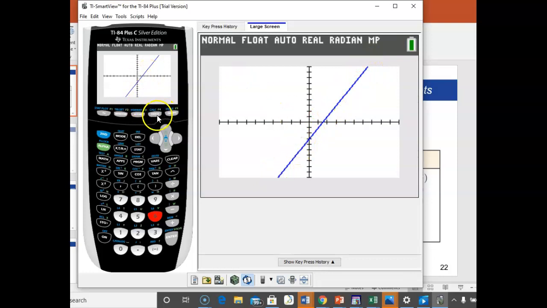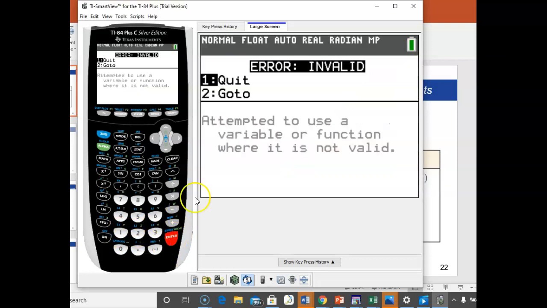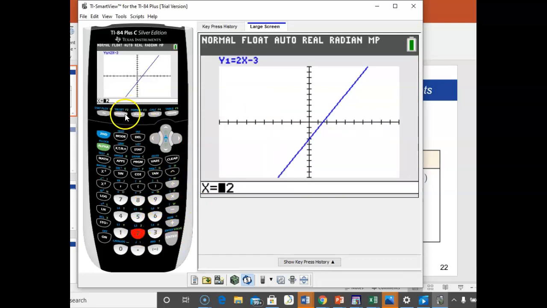A couple neat things you can do, if you press trace, and you need a value off of your line, once you have the trace key pressed, if you want to press 2 and enter, it's going to give you the value of this line at 2. So that's another way you can fill in your table. So if I want it at 6, then it's going to tell me it's 9. One thing to watch for though, if I put something that's not on the graph, it's going to give you an error message. So you might have to change your window a bit to do that.